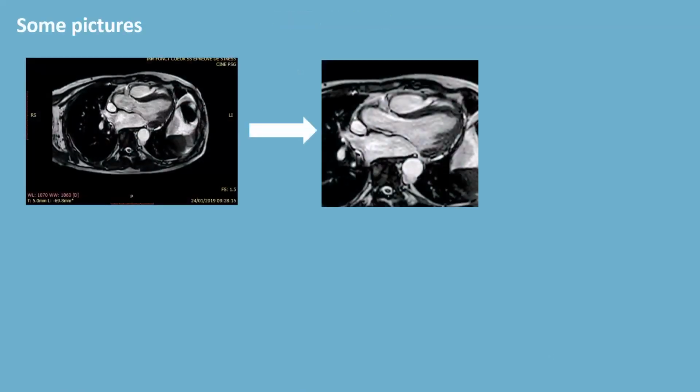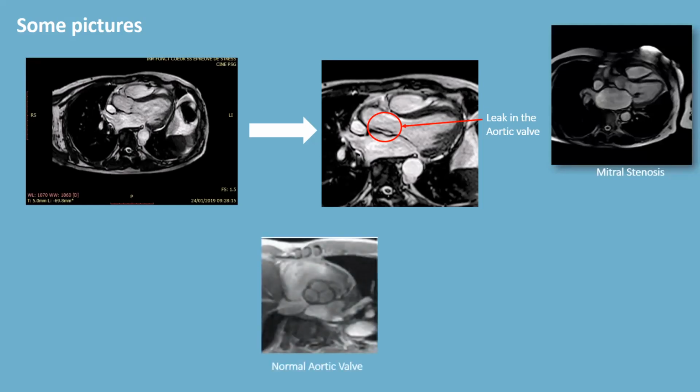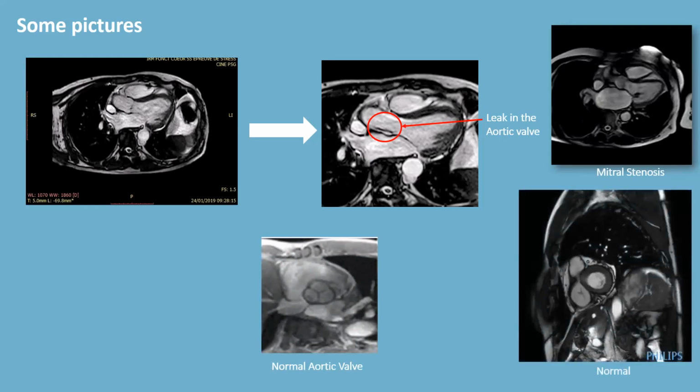Here we can see some pictures in the cine. There is a leak of the aortic valve here. It's considered a disease. Here there is a mitral stenosis, and here a very normal aortic valve. This is also a normal picture.